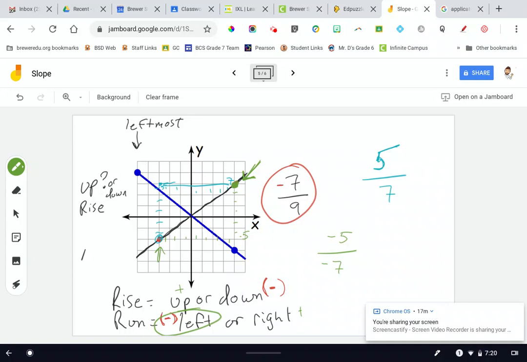Well, negative divided by negative, they cancel out. And I still get 5/7. Okay. So it doesn't matter which dot you start at. For me, again, it's just a visual thing. I like starting at the leftmost dot and then going over. Doesn't matter. You're going to get the same thing if you do it right. All right. So that's doing it on a graph.